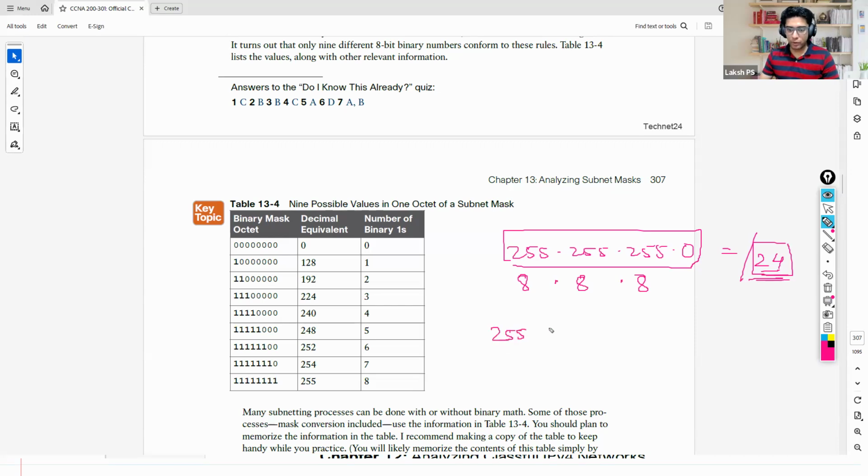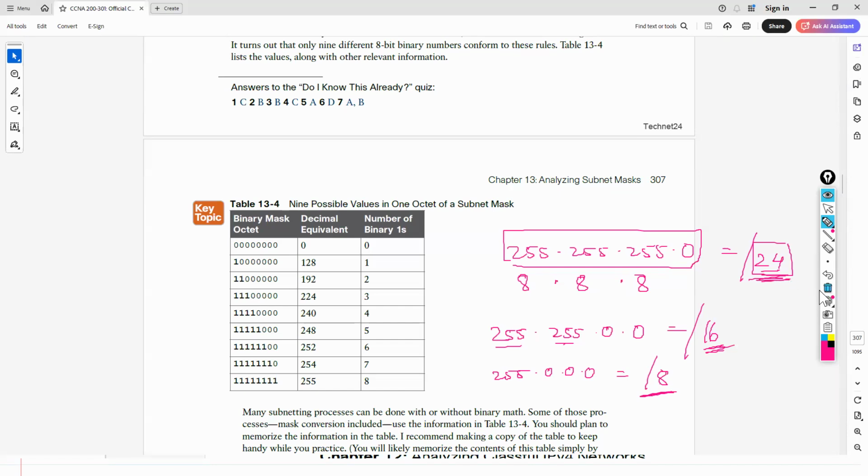If I write 255.255.0.0, I can write this as /16, giving me 8 plus 8, 16 ones. This is my prefix. If I just write 255.0.0.0, that gives me /8. So for class A, /8 is your default address mask, /16 is the default for class B, and /24 is the default address mask for class C. Clear? Any question?